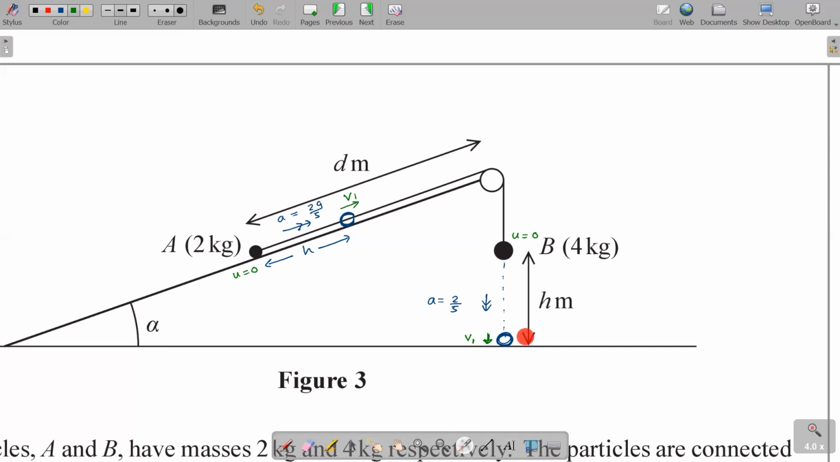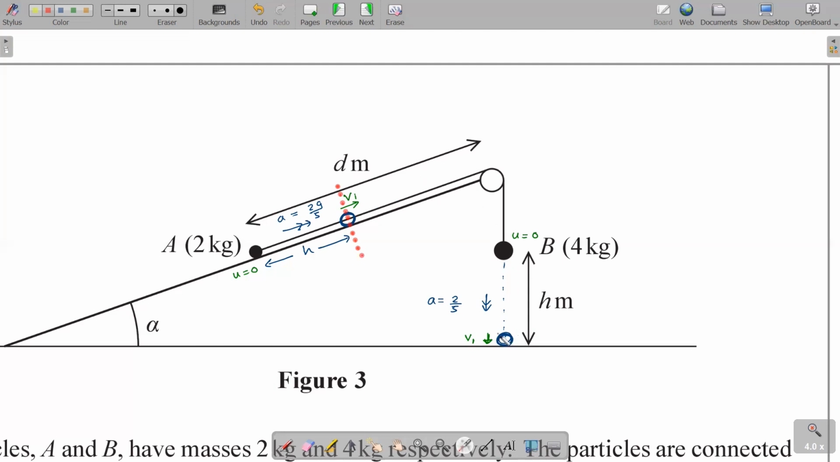Now after B hits the ground, B doesn't move. But what happens to particle A? After B hits the ground, the motion of A is now going to be independent. What do I mean by independent? Previously, because of the weight of B, you had a pulling force on A and A was accelerating up. But now when B hits the ground, that pull is no longer there. B doesn't pull A anymore, so after this point, A travels independently. Why? The string becomes slack, because B doesn't pull anymore.